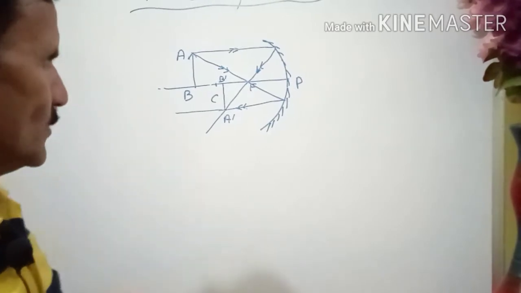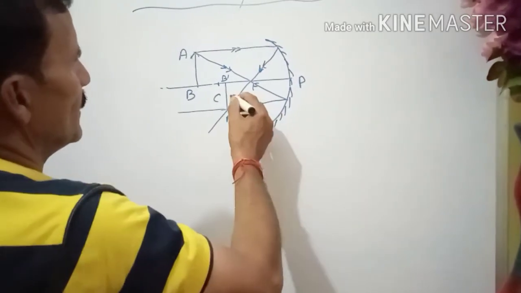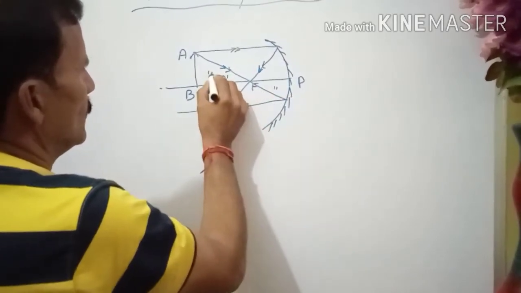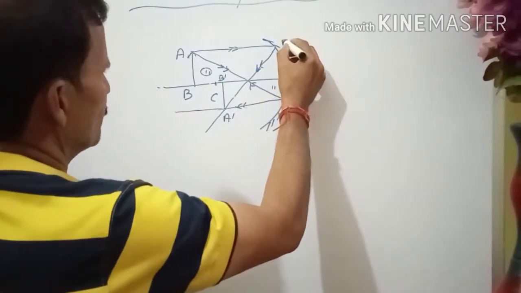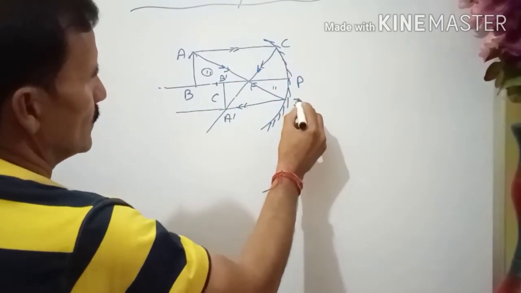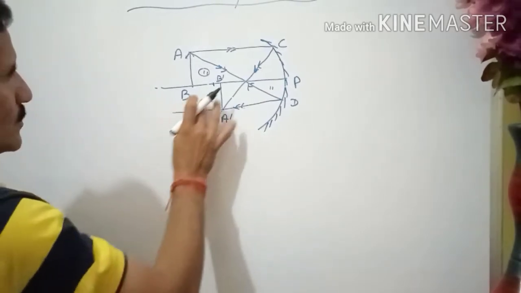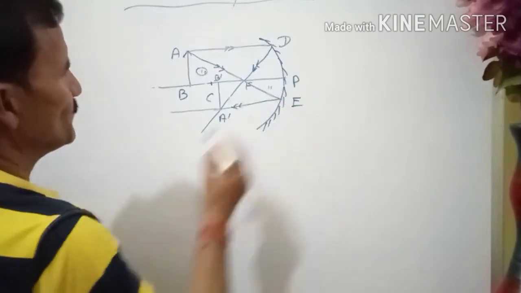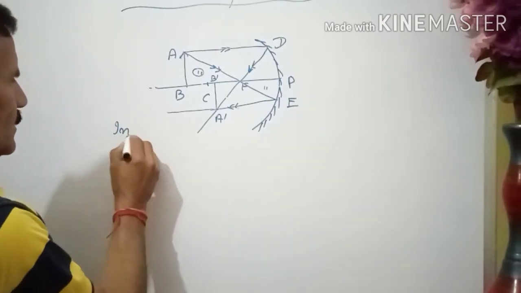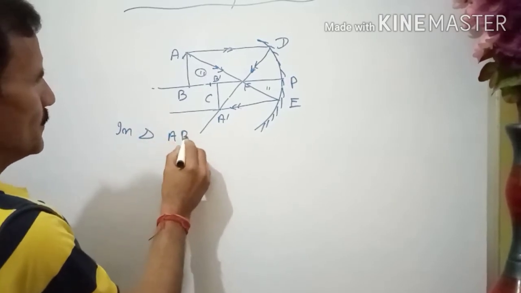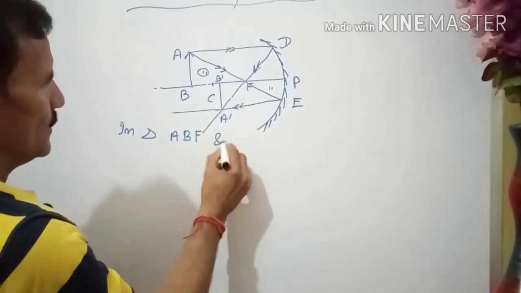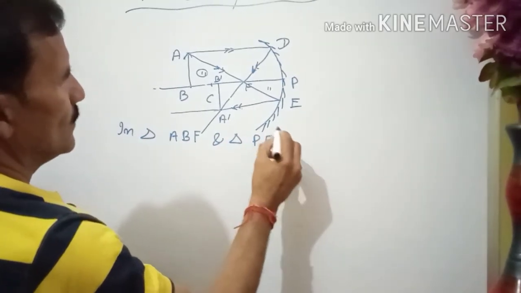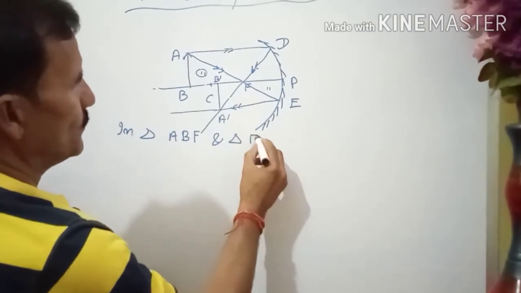Now come to the derivation. First we are taking these two triangles, 1, 2. So put the names. Suppose here we are taking C and here is D. Better take D here and E here. Now in triangle ABF and triangle FPE.